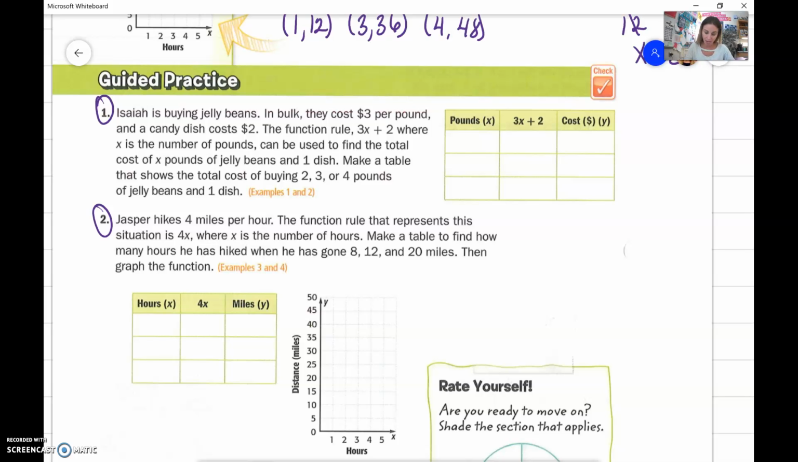So taking a look at number 1 here, I want this to come down. Hang on. There we go.